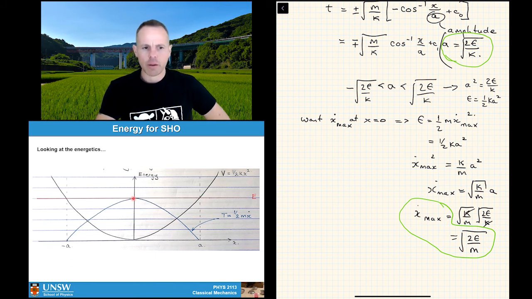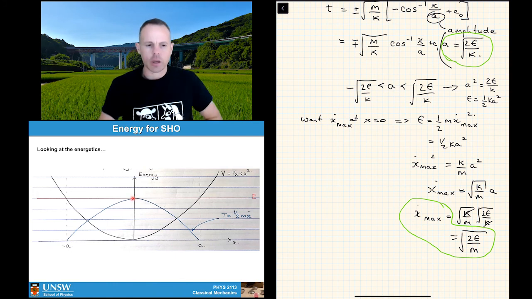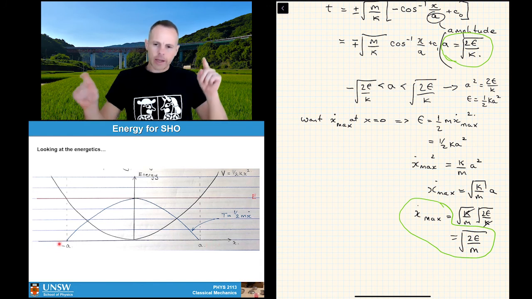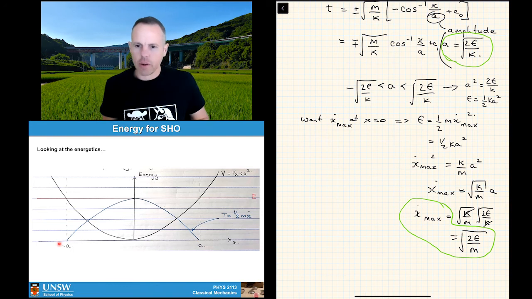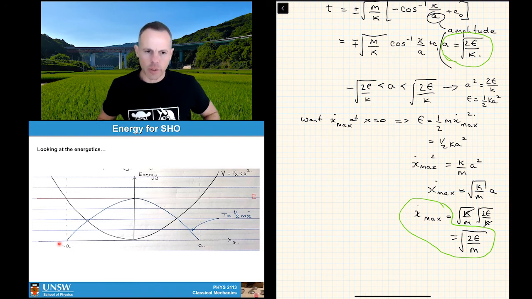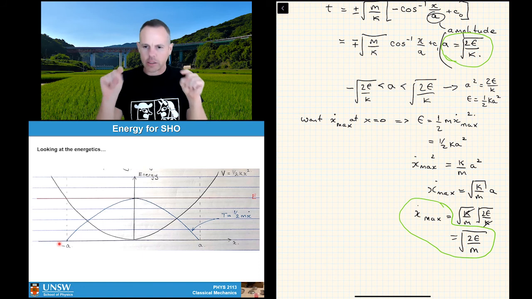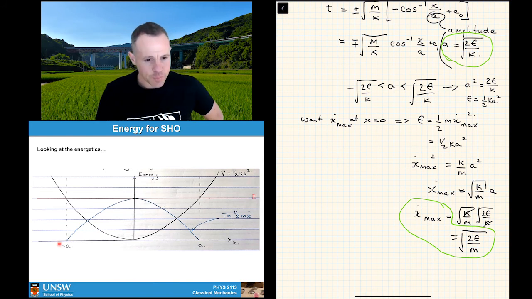My T will be a maximum at the center of motion where the potential energy is 0, where it's shooting through the equilibrium position, and then it drops to 0 out here at A and minus A, okay? And so you can explain all the dynamics of the system by looking at the balances of energies between kinetic and potential energy. And that's essentially simple harmonic motion in the end. It's just a shuffling of energy between kinetic energy and potential energy as a function of time.